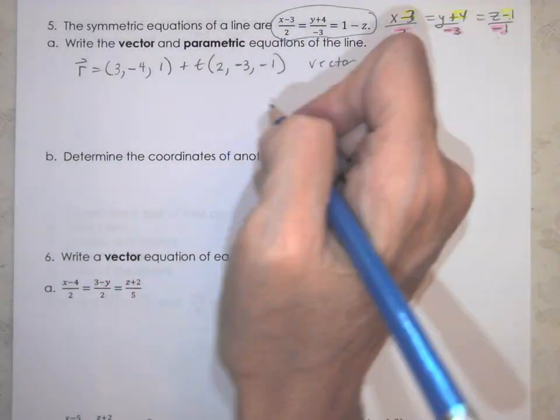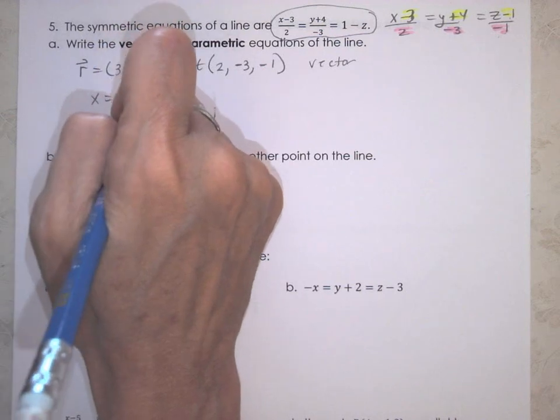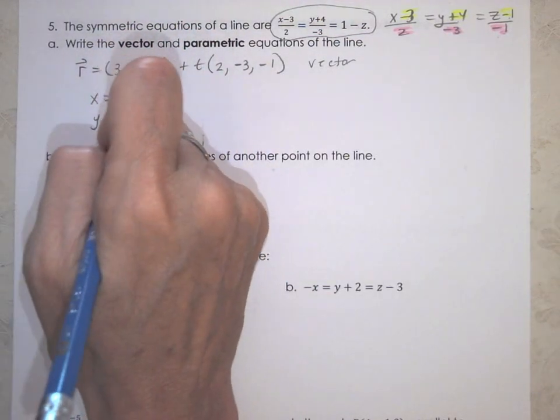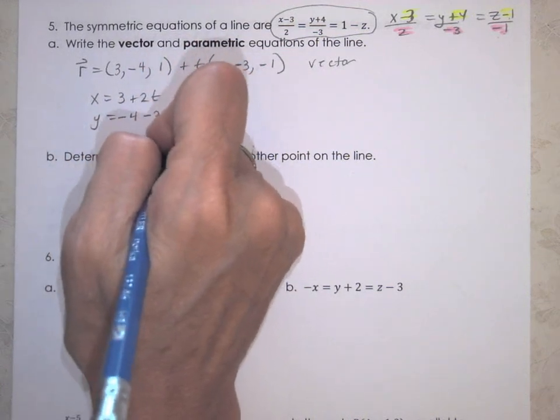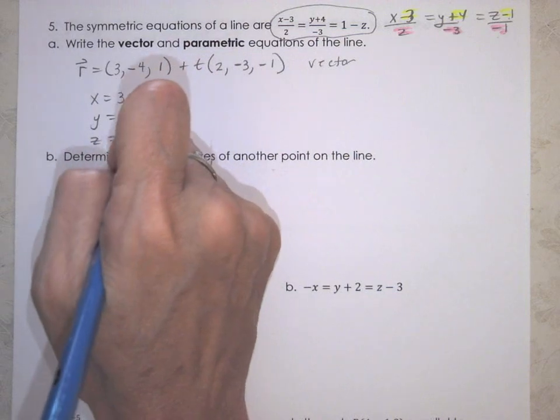And our parametrics then are going to be x equals 3 plus 2t, y equals -4 minus 3t, and z equals 1 minus t.